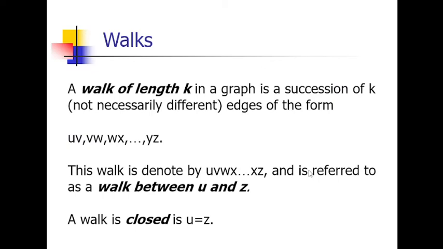So let's see. Suppose I start a journey from one node to another node. That journey is called a walk. So a walk of length k in a graph is a succession of k edges of the form uv, vw, wx, like we'll see by the example.